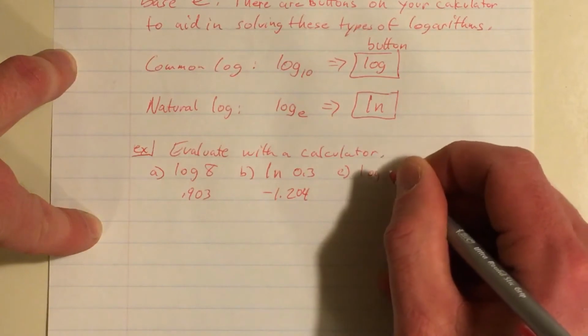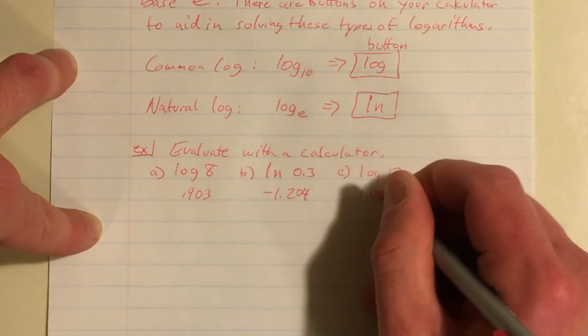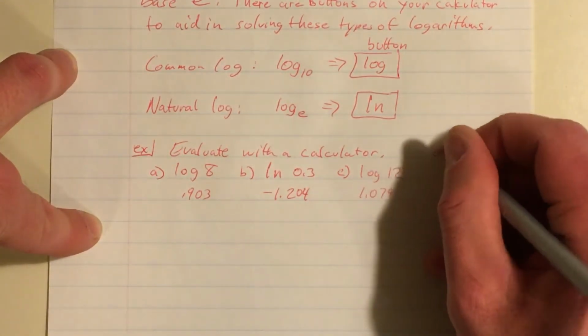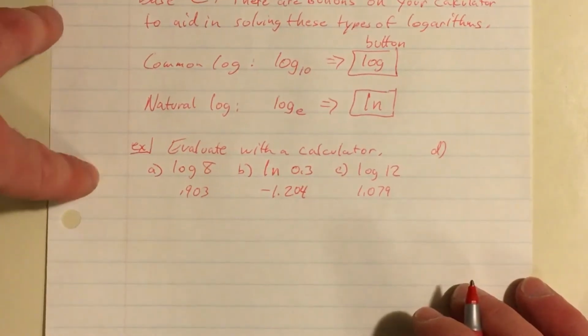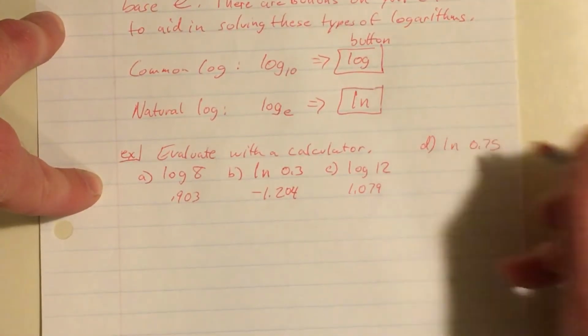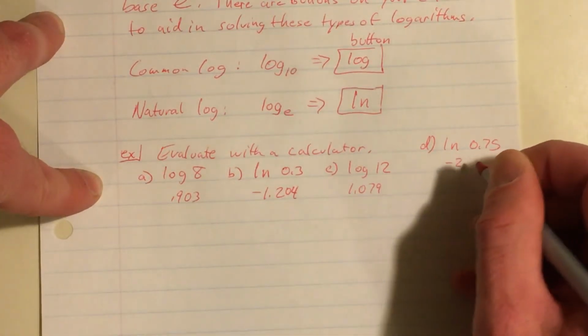Log 12. Well, that's the common log. 1.079 is what I get. And let's see, let's put D up here. I don't want to waste another line. Natural log 0.75. Oh, I bet it's going to be negative again. It sure is.